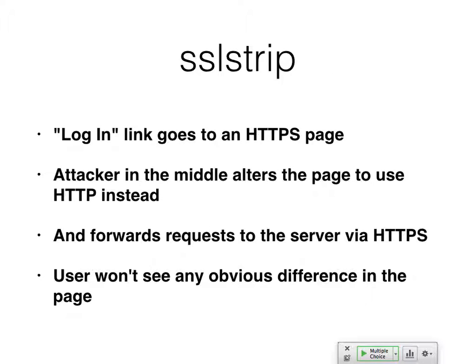SSL strip, we talked about before. If you're in the middle, then your login link goes to an HTTPS page. The attacker in the middle just sends it to you over HTTP instead and connects to the server over HTTPS, so the server doesn't know anything's wrong and you don't know anything's wrong, but they're getting all your data. And this is devastating, especially with mobile devices where there's no way to tell if you're HTTP or HTTPS at all. There's no letters in the URL. The URL bar is often not there. There's no padlock. You really would never know that this is happening to you.